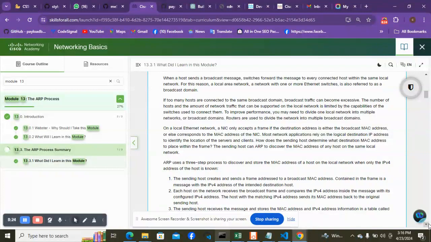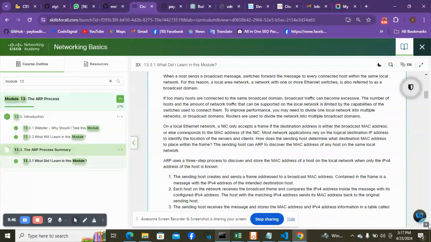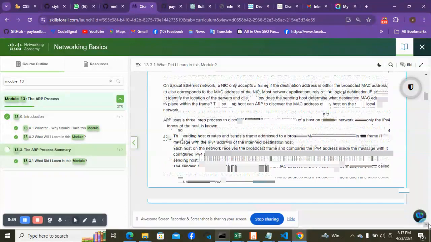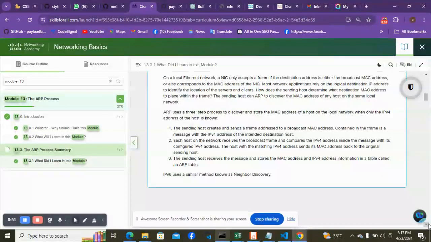So the sending host creates and sends a frame addressed to a broadcast MAC address. Contained in the frame is a message with the IPv4 address of the intended destination host. Each host on the network receives the broadcast frame and compares the IPv4 address inside the message with its configured IPv4 address. The host with the matching IPv4 address sends its MAC address back to the original sending host. So the sending host receives the message and stores the MAC address and IPv4 address information in a table called the ARP table. IPv6 uses a similar method known as neighbor discovery.